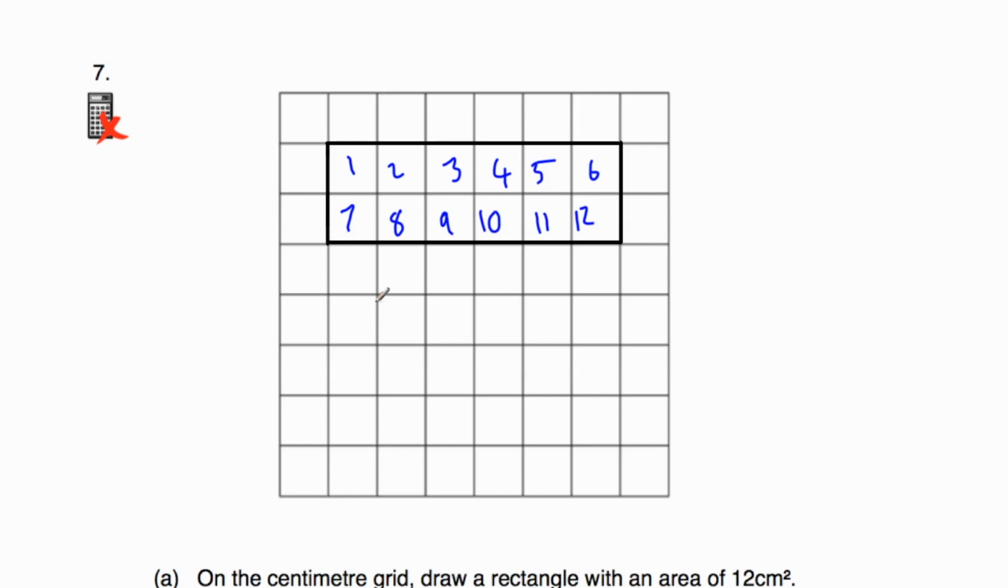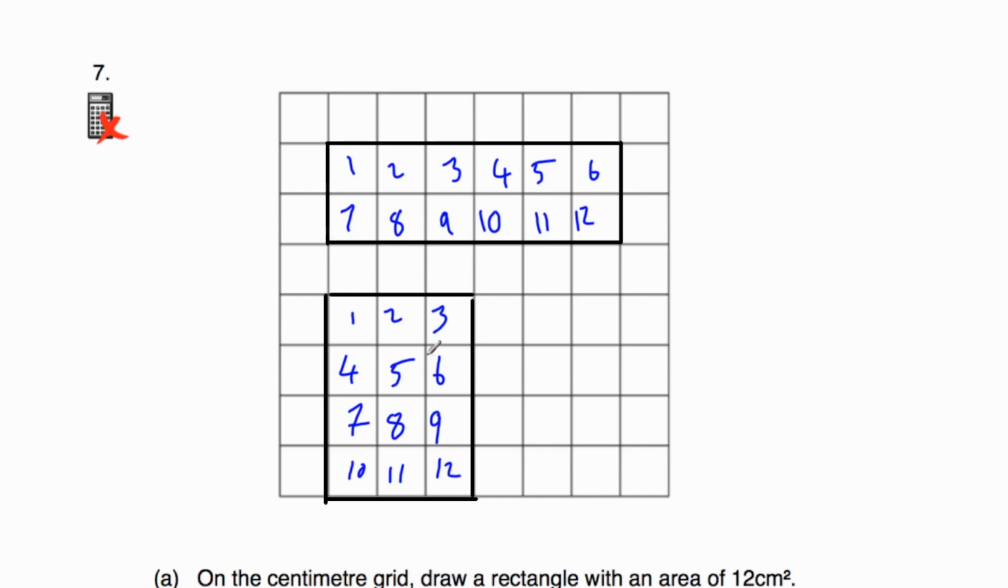We could perhaps do 4 rows of 3. That would work as well. So for instance, we could have done 4 rows of 3. So 4 rows of 3, that would look something like that. You could do 3 rows of 4, or the other way around and so on. So that would be 1, 2, 3, 4, 5, 6, 7, 8, 9, 10, 11, 12. So there's two possible examples of rectangles with areas of 12 centimetres squared.